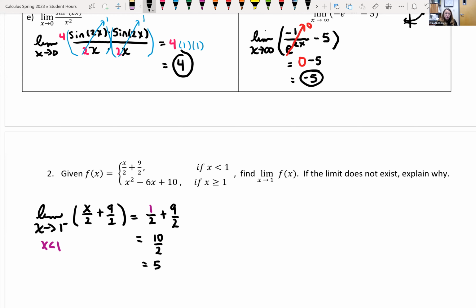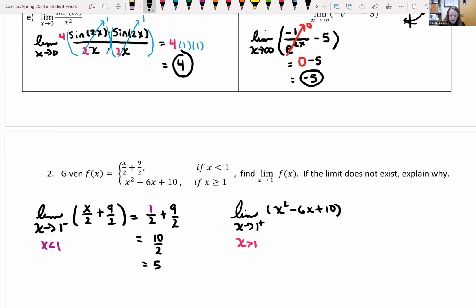Recall, in order for a limit to exist, the limit on the left has to equal the limit on the right. And so now let's look at the limit as x is approaching 1 on the right-hand side. So if we're plugging in values close to 1 on the right-hand side, we're choosing values of x which are bigger than 1. And so for this piecewise function, if a value is bigger than 1, it tells us to use our equation 2, x squared minus 6x plus 10.